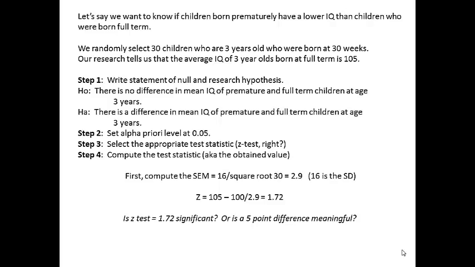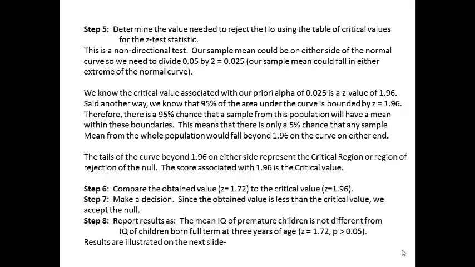So we have to compute our standard error of the mean, and then we get our Z-score. Now our Z-test for the sample of children who were premature comes out at 1.72. Is this significant? Is a 5-point difference between these two groups really meaningful? We determined the value needed to reject the null using the table of critical values for the Z-test statistic.